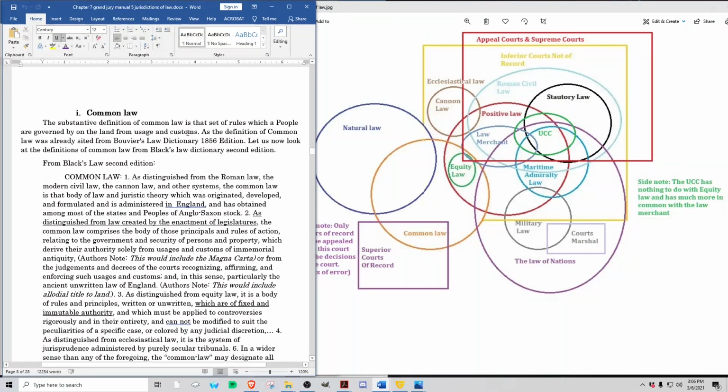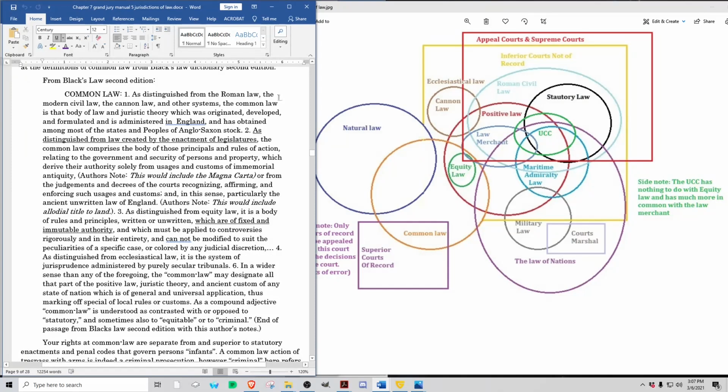So the common law, again, now we'll go back to the separate definitions and distinctions of the common law. The substantive definition of common law is that set of rules which a people are governed by on the land from usage and customs. So land, sea. Maritime admiralty, sea. Common law's land. As defined, common law was originally cited from Bouvier's Law Dictionary edition. Let us now look at the definitions of common law from Black's Law Dictionary, 2nd edition. So common law, as distinguished from what? Roman law. Even though I don't put the civil part in there, that's what it is.